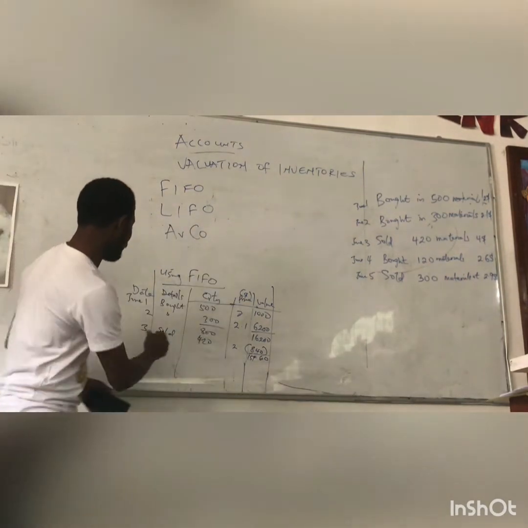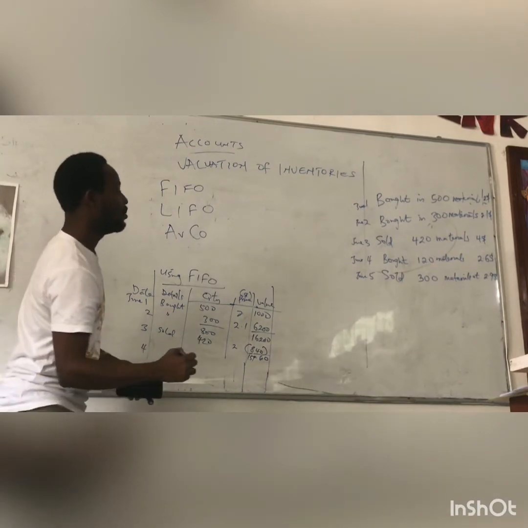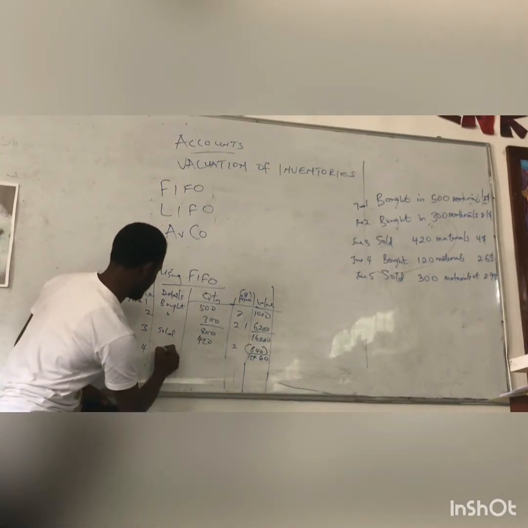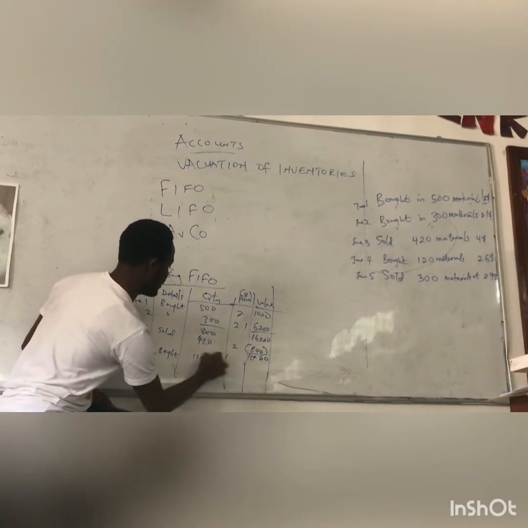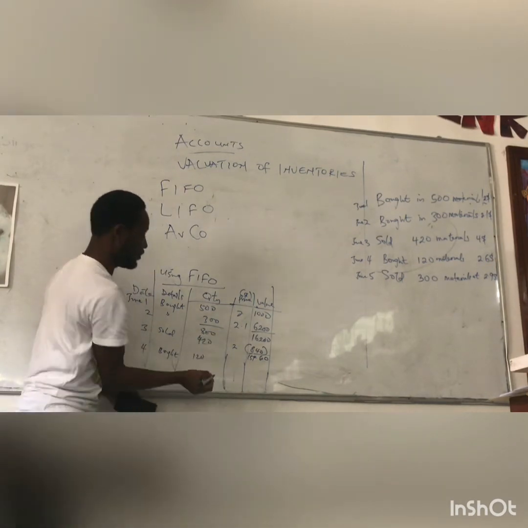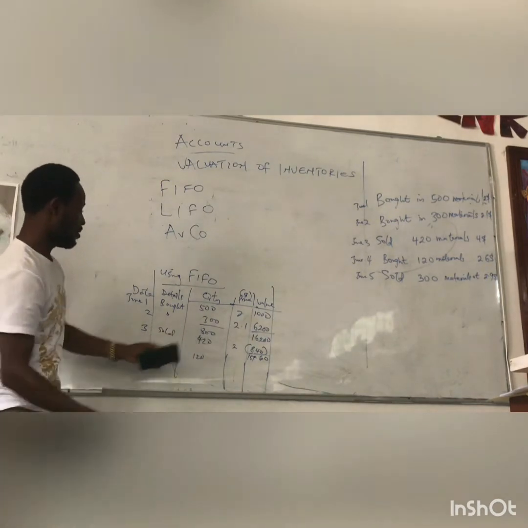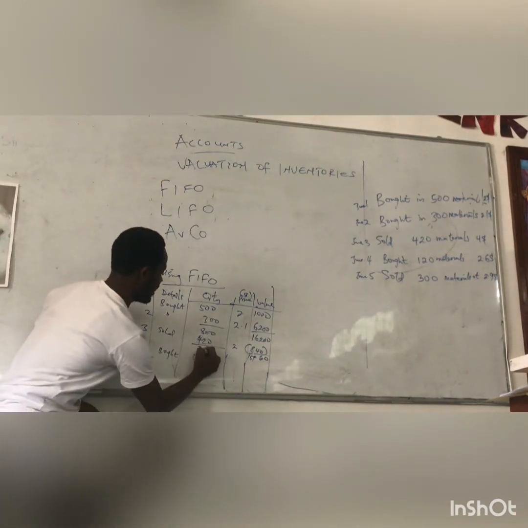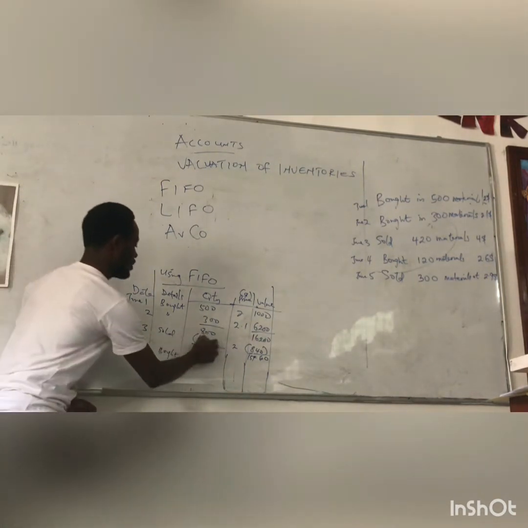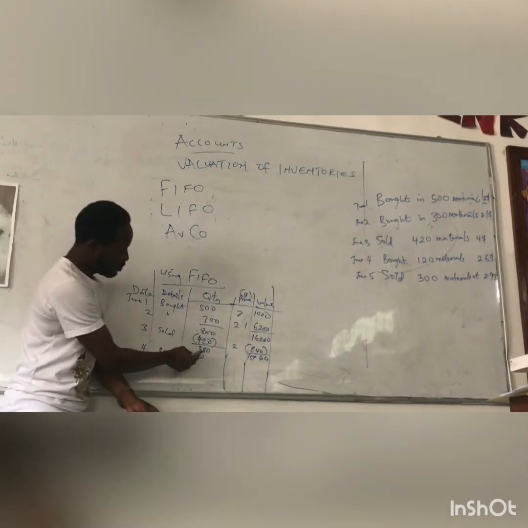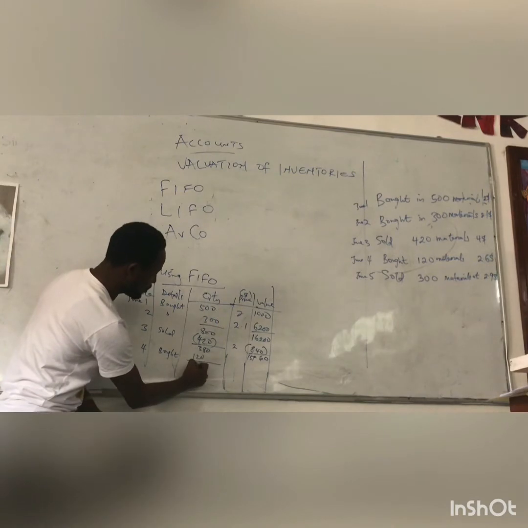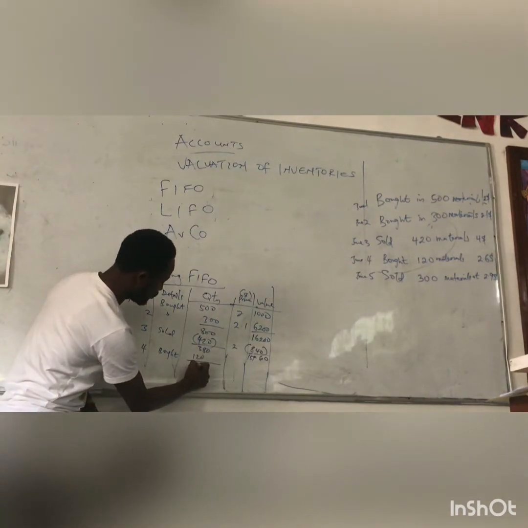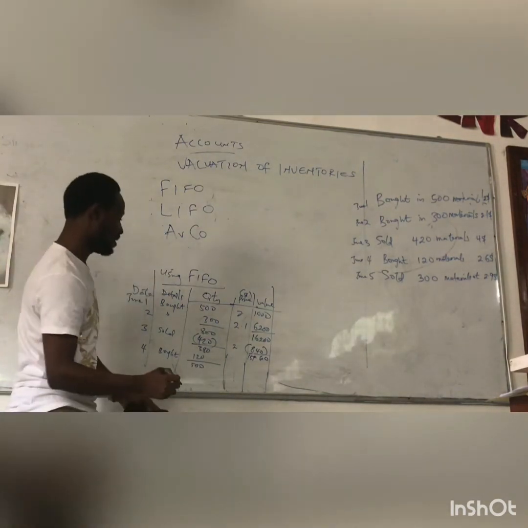And on June 4, bought 120 materials. So it's added to the 380 that was left after we sold. So 380 that is left here plus 120 will increase the value of goods that we have to 500 units.